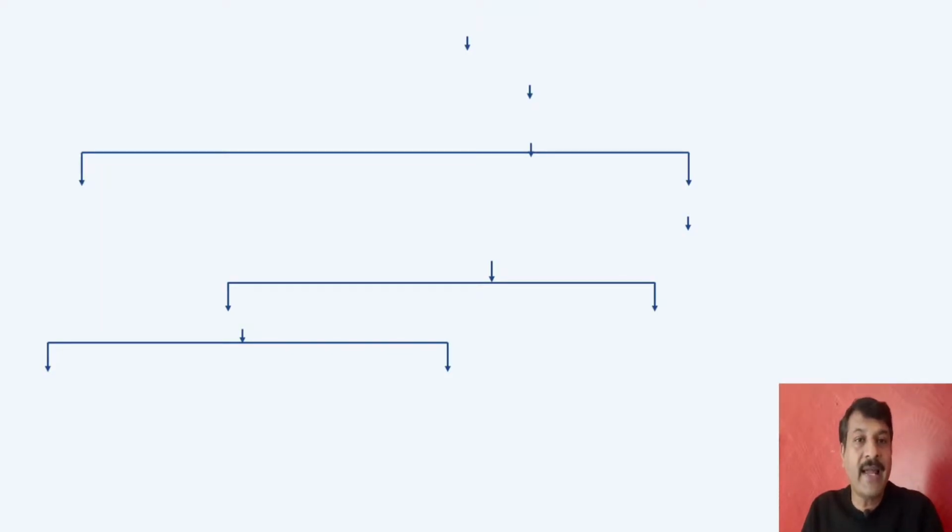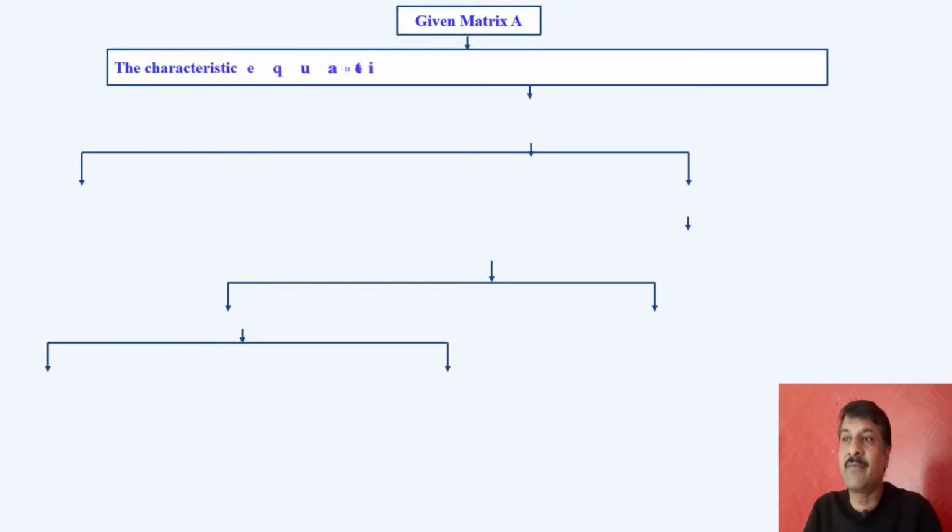So how to find eigenvalues and eigenvectors? For that you must remember this table. First the given matrix A, after that you consider the characteristic equation of that matrix A, that is the determinant of A minus lambda I equal to 0. And what are the eigenvalues? The roots of this characteristic equation are known as eigenvalues. So you find these eigenvalues.